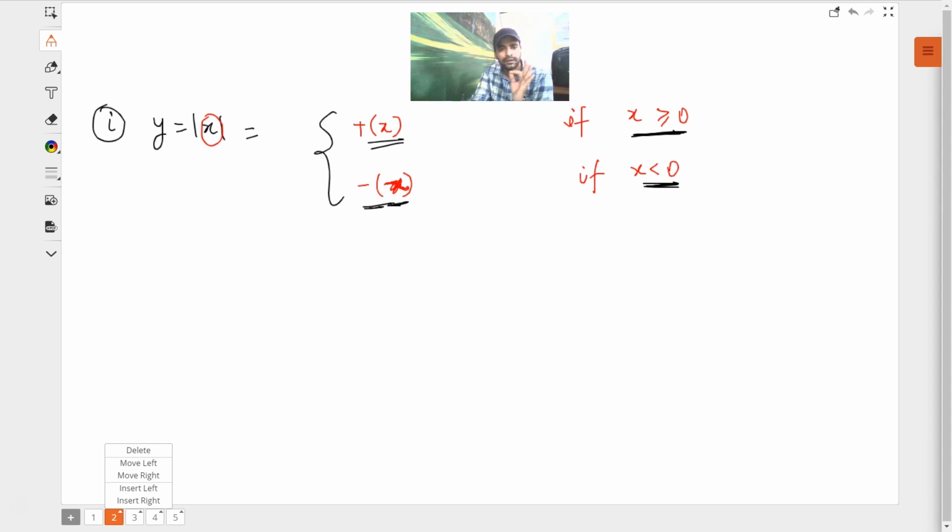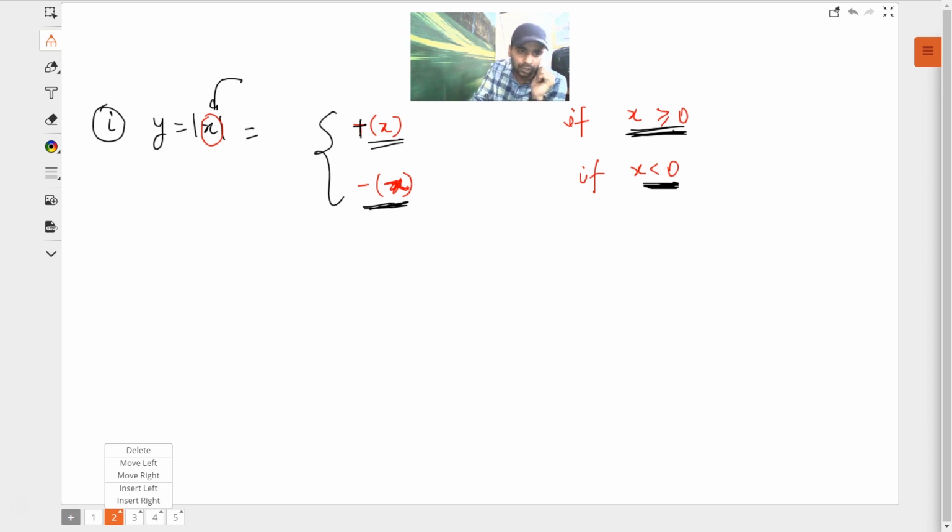Everybody clear with this thing or not? It is very important, guys. It is very, very, very important, right? Clear? If the thing written inside the modulus is positive, I'll open the modulus with a positive sign. And if the thing written inside the modulus is negative, then I'll open the modulus with a negative sign. Everybody clear with this thing or not?